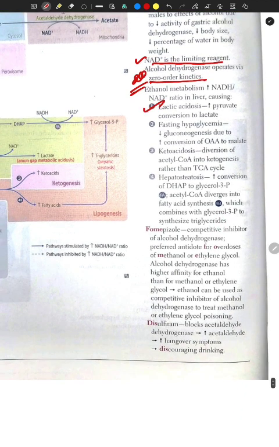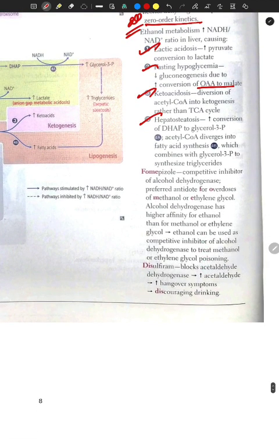So what is happening? Increased lactic acidosis, fasting hypoglycemia as a result of decreased gluconeogenesis, and due to increased conversion of oxaloacetate to malate, the TCA cycle is affected here, and then ketoacidosis is there, hepatic steatosis is there. So what is the competitive inhibitor we are going to give? This is important. The competitive inhibitor is fomepizole, that is mainly acting like an aversive agent.